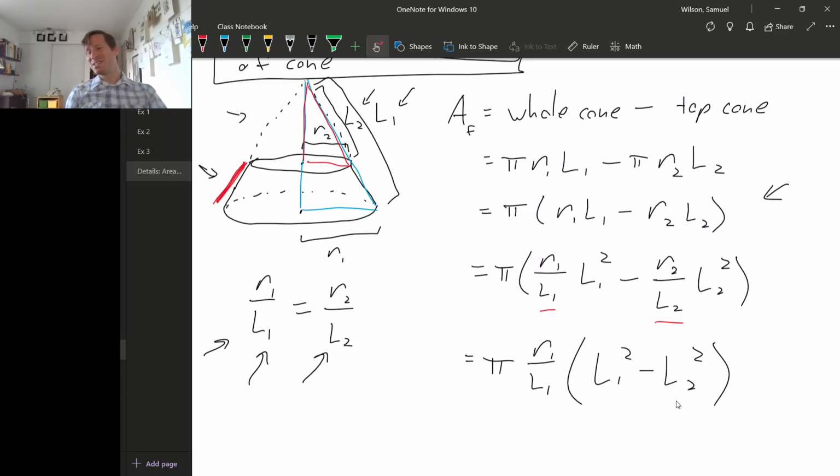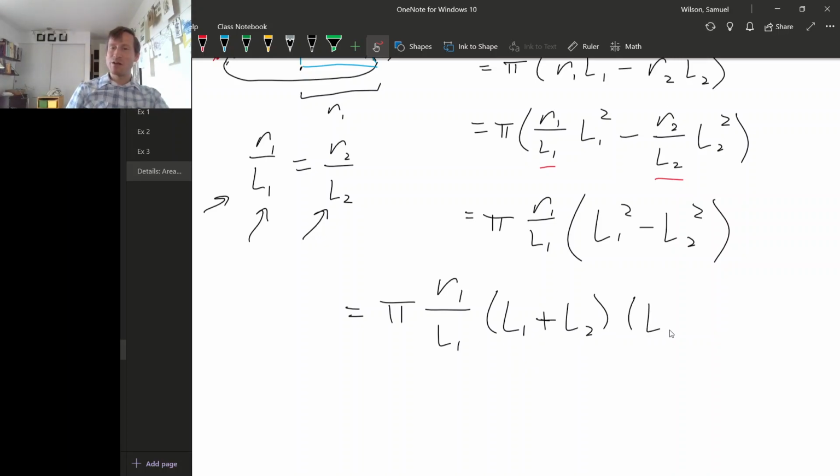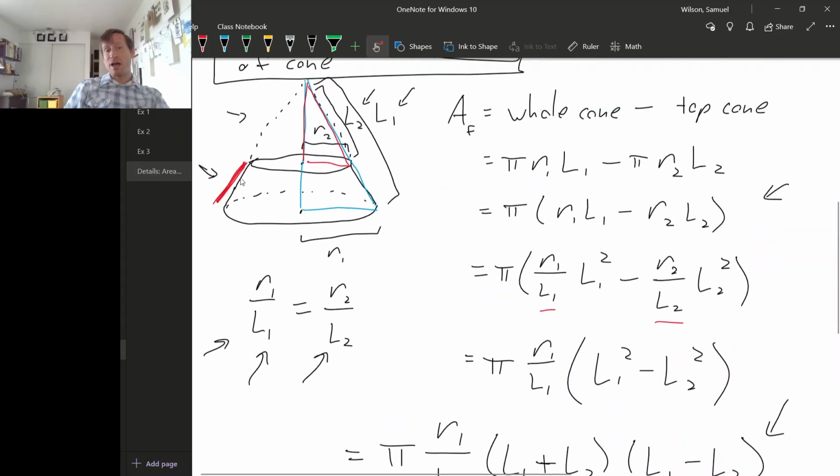Well, look, now we have a difference of squares. I hope you have something deep inside you that when you see a difference of squares, you demand that it be factored. And we can factor this. This is L1 minus L2. Sorry, I want the plus first. So it's L1 plus L2 times L1 minus L2. Okay, well look, there's L1 minus L2. Remember, up on our cone, L1 minus L2 is actually this red distance, which is the side length of our frustum.